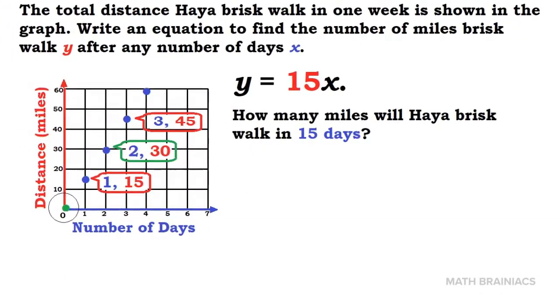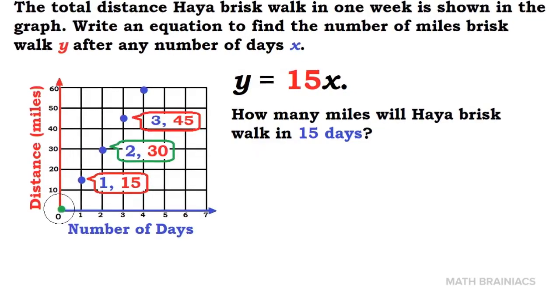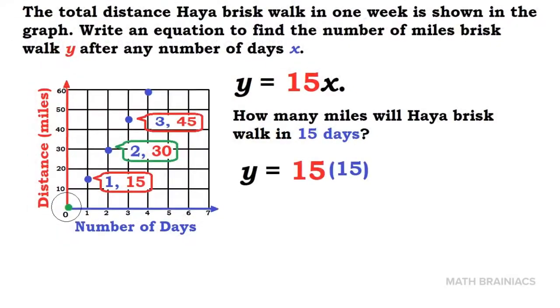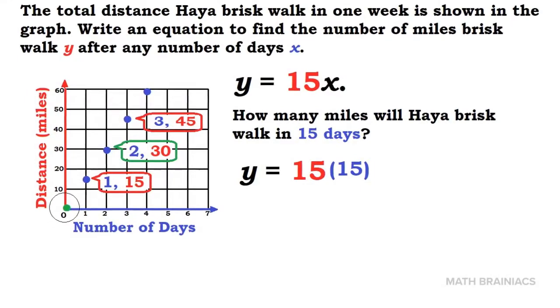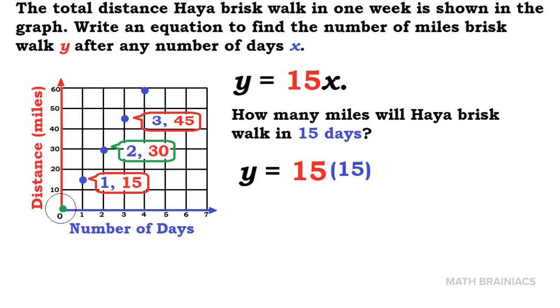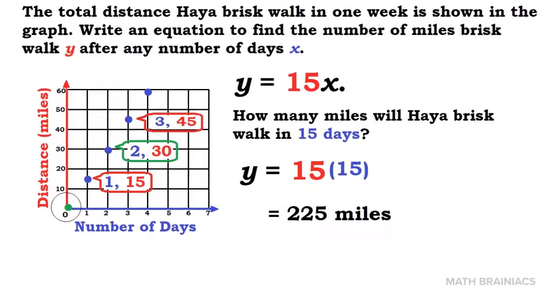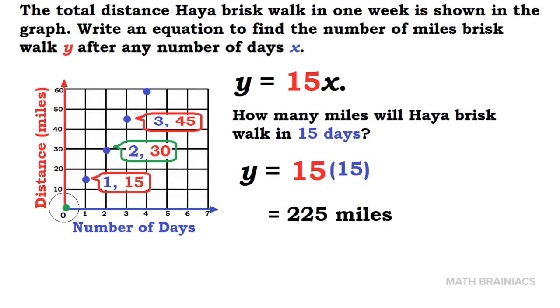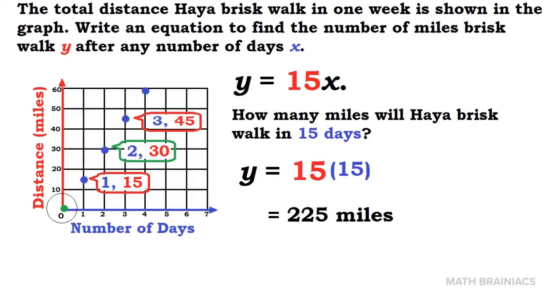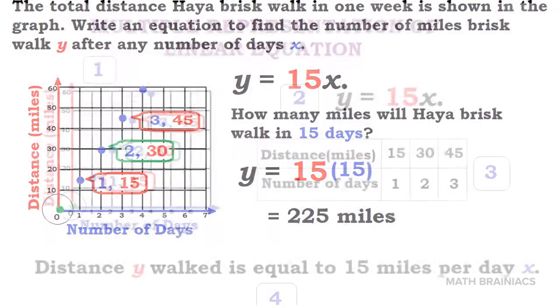If you are given the question, how many miles will Haya brisk walk in 15 days? What are you going to do? Since x in the equation is the number of days, you're just going to substitute 15 in the equation. Therefore, y is equal to 15 times 15. And it will give us 225. Haya will brisk walk 225 miles in 15 days.